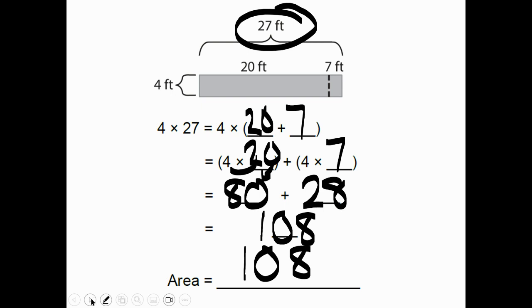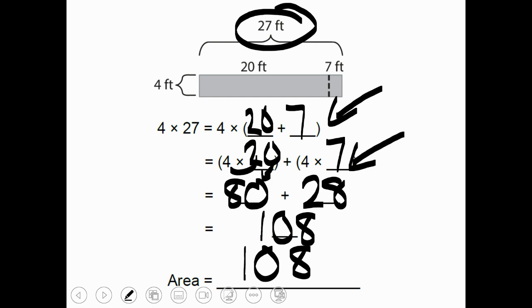Let's continue to practice. Remember, we're just doing the distributive property. We're applying it to area. But remember, all we're doing is the same steps that we've always done with the distributive property, which is first, break it apart. Second step, multiply. Last step, add it together.